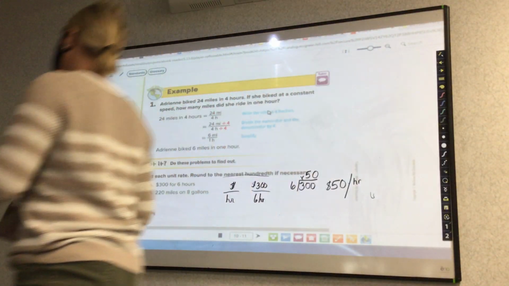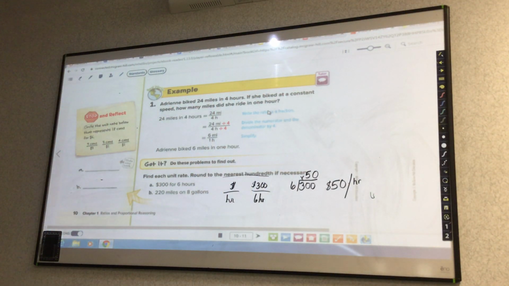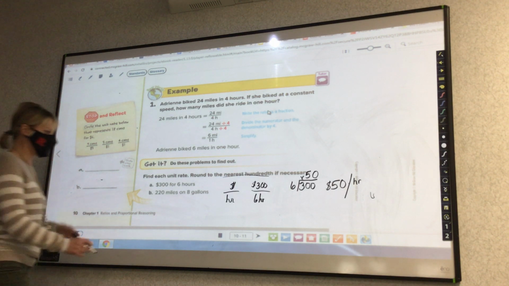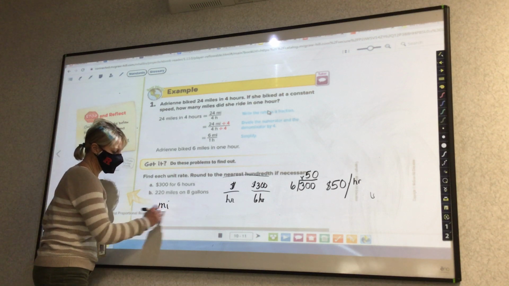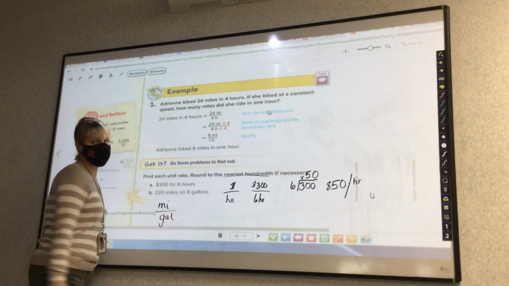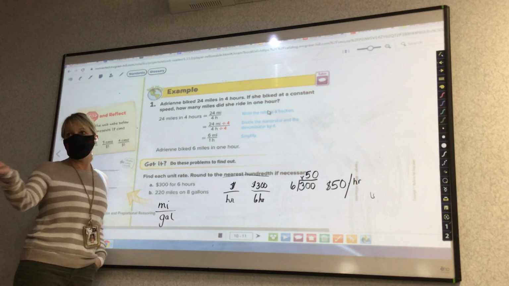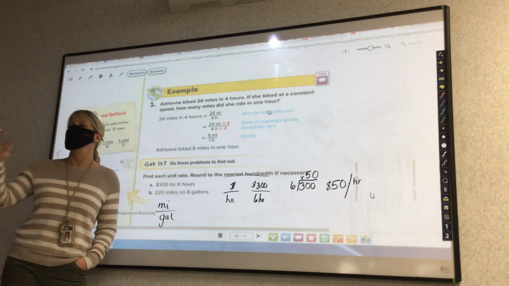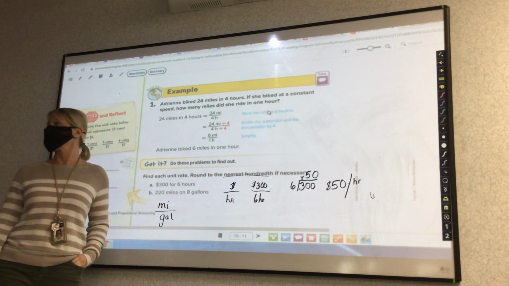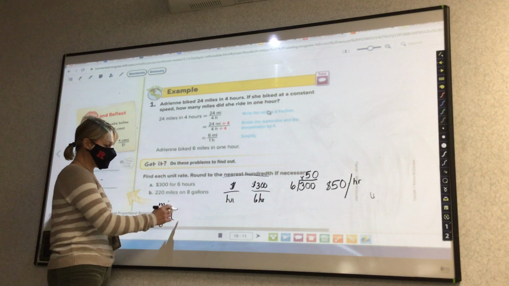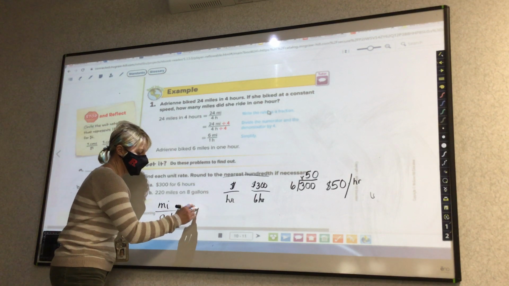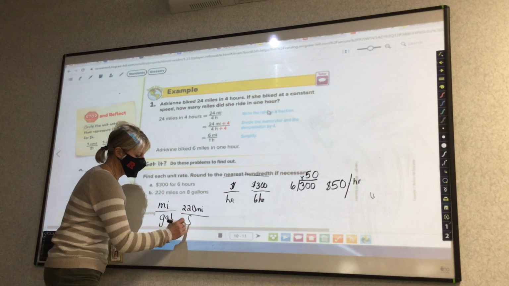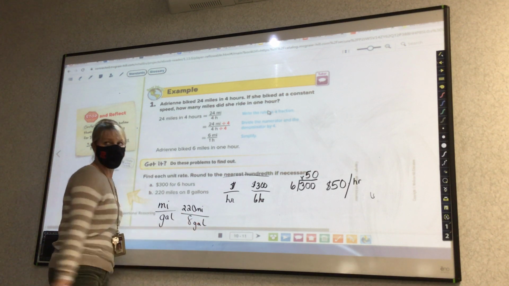What is my label that's going to be on the top? Miles. Not miles, because when you read it, it's miles on 8 gallons, so it's miles per gallon. I'm going to write GAL. Okay, you can put G because this is a common one that is just MPG. And when you see MPG, you see that on car commercials a lot. So then I put 220 miles per 8 gallons.